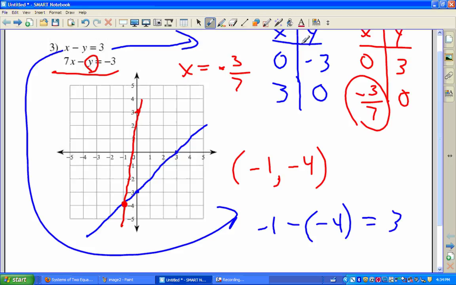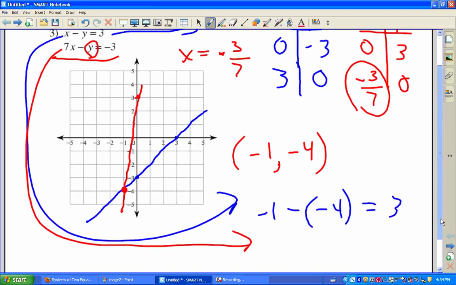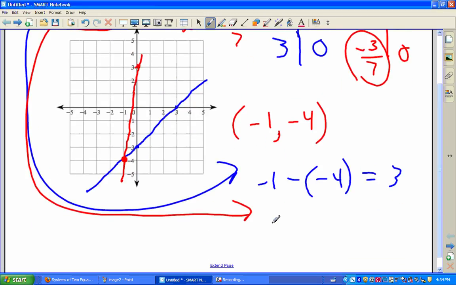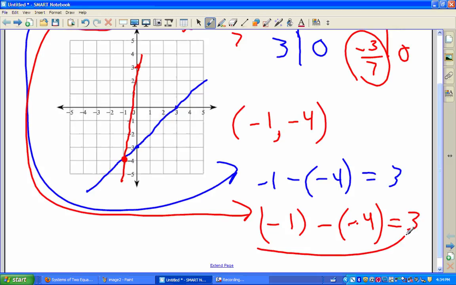Okay, let's try it one more time for the red equation here. Double check, red equation down here. Let's just rewrite it. That was x minus y equals 3. So I'd go -1 for my x, minus y, which is -4. Can't write very well. But here you go, -1 minus -4. It's the same as the one right above it, and it does work for both. So in fact, this is our ordered pair.